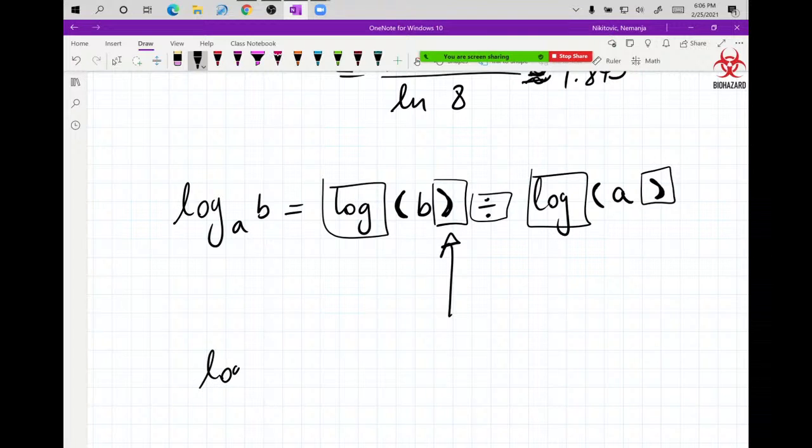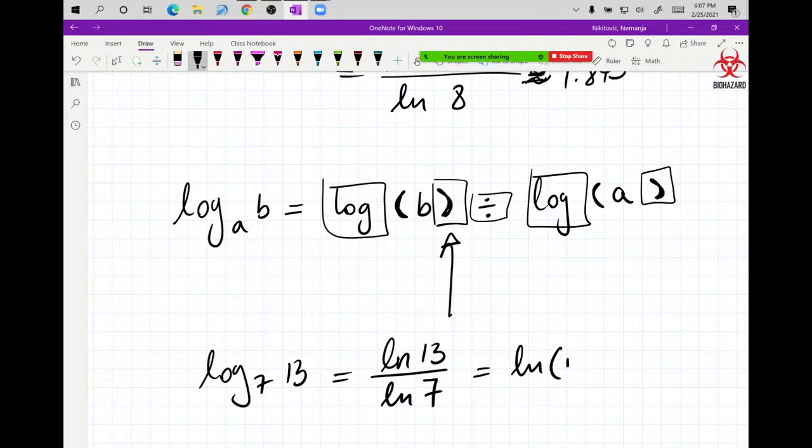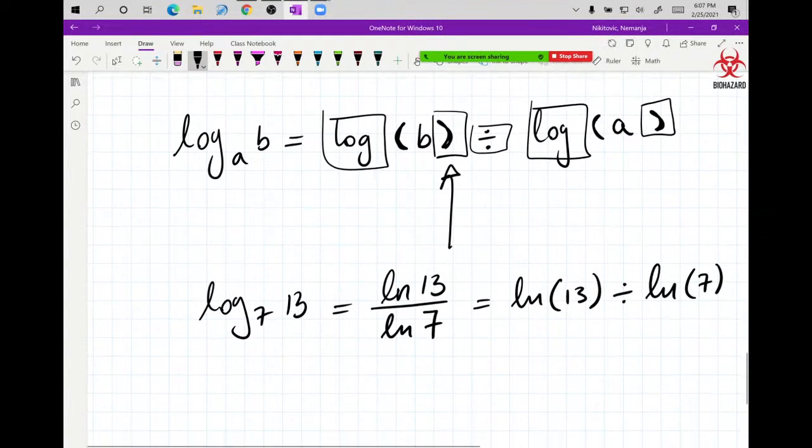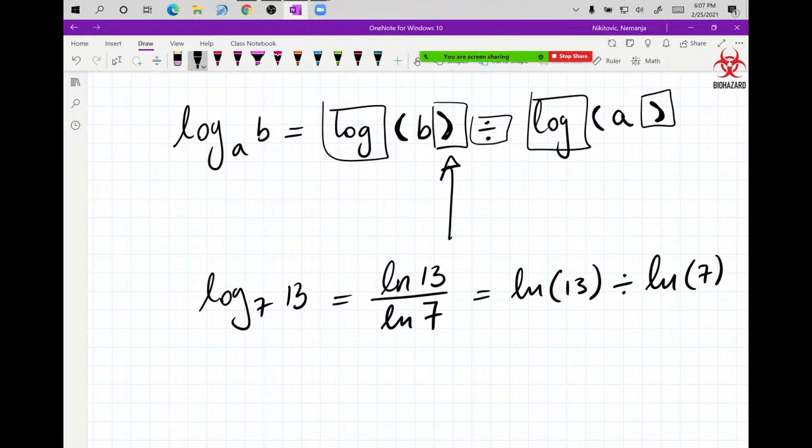So log base 7 of 13 is going to be ln 13 divided by ln 7, which means ln of 13 divided by ln of 7. Now, if you don't close the parenthesis, the problem that you are actually solving is ln of 13 divided by ln of 7, and that is not the same, right? Because you see that 13 is getting divided by ln 7, not the entire ln 13. The ln 7 then only divides 13 if you don't close the parenthesis.